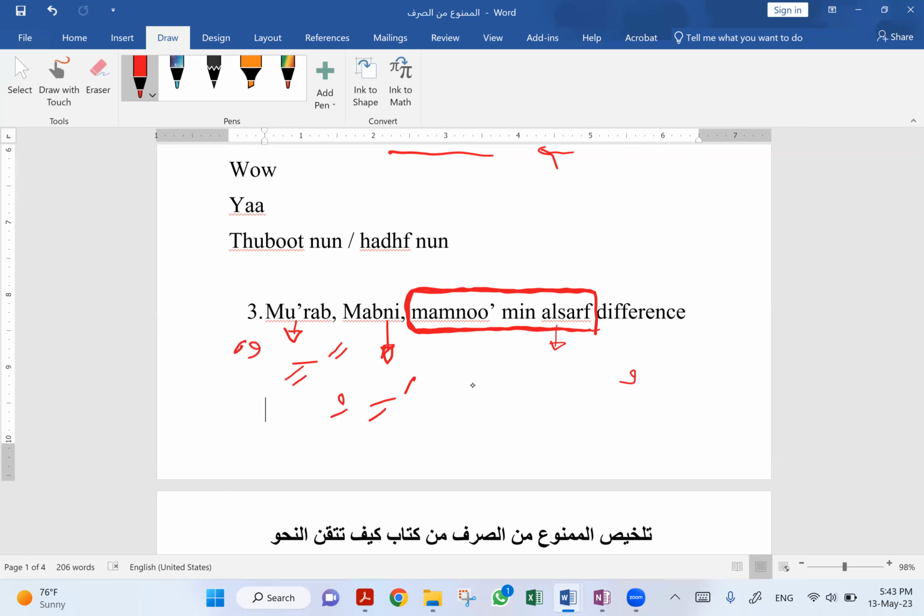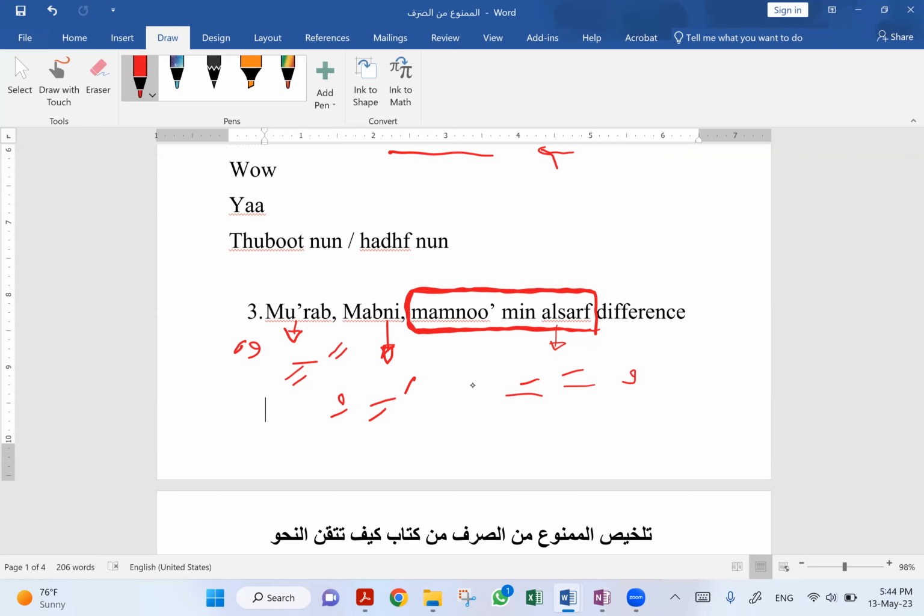Rafa. Wait, no, sorry, dhamma. Yes, dhamma. So that's the haraka it takes when it's rafa. When it's nasab, what haraka does it take? Fatha. And when it's jar, what haraka does it take? Kasra. No, that time also fatha. Yes, fatha. So we have both fathas at the end.